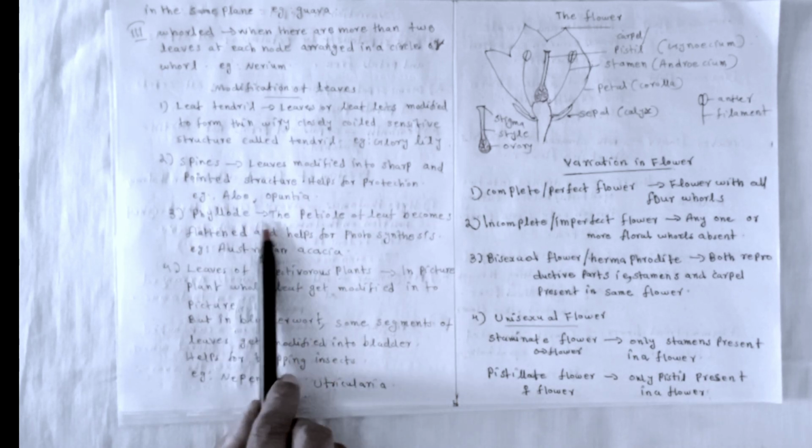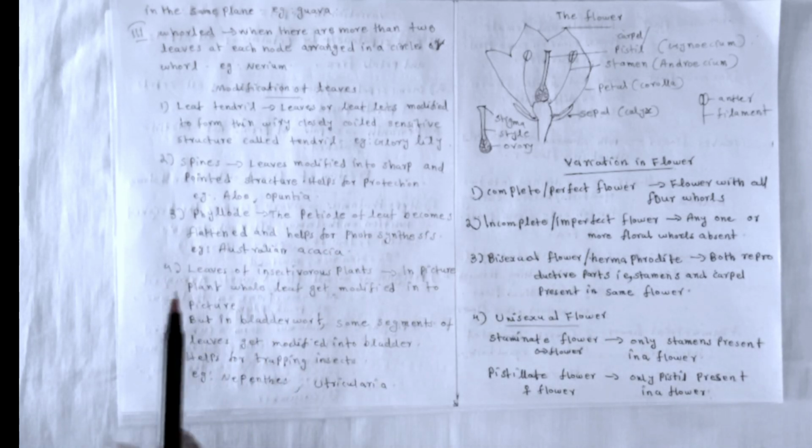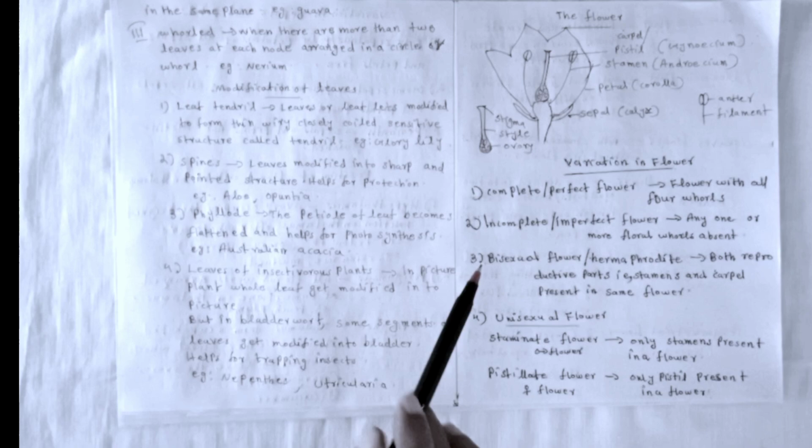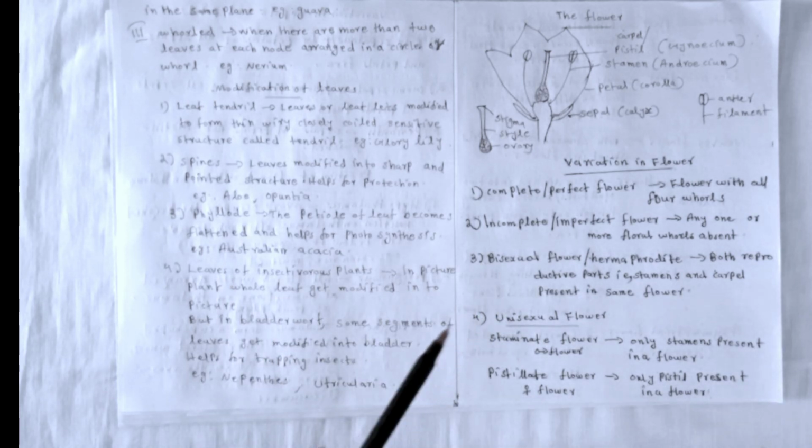Next, phyllode. Petiole is the stalk of the leaf. The petiole of the leaf becomes flattened and helps for photosynthesis. Example, acacia. Leaves of insectivorous plants help for catching insects. Example, in insectivorous plants like Nepenthes, that is pitcher plant, the whole leaf is modified into a pitcher.